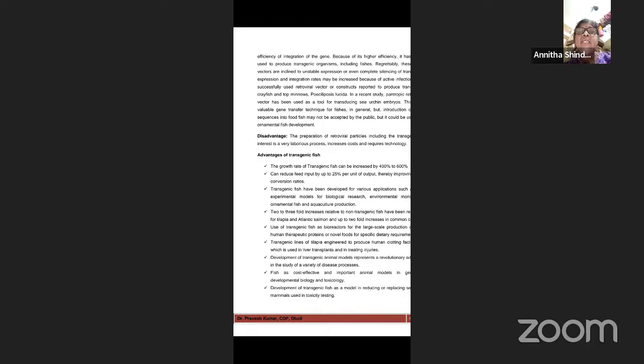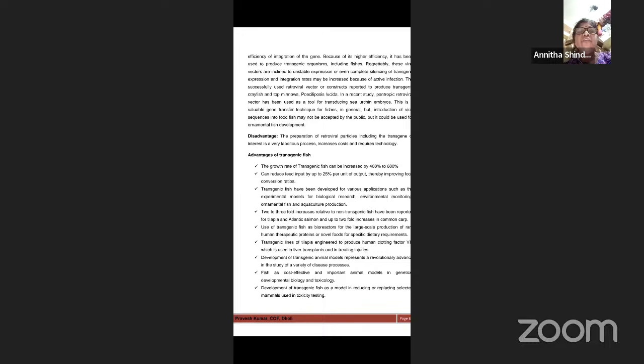So therefore, in a recent study, this pantropic retroviral vector has been used as a tool for transducing sea urchin embryos. And this is a valuable gene transfer technique for fishes in general, but introduction of viral sequences into the food fish may not be accepted by the public, but it could be used for ornamental fish development.